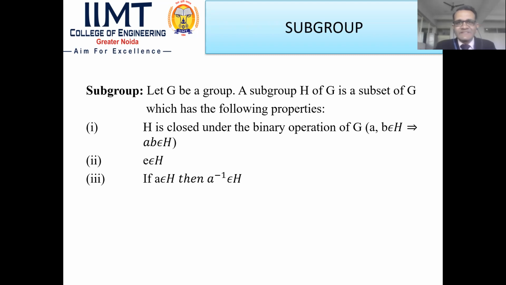Now, what is a subgroup? Let G be a group. A subgroup H of G is a subset of G which has the following properties. Number 1, H is closed under the binary operation of G, meaning if a, b belong to H, then ab belongs to H. The second property is that the identity element e belongs to H. The third property is that if a belongs to H, then a inverse belongs to H.